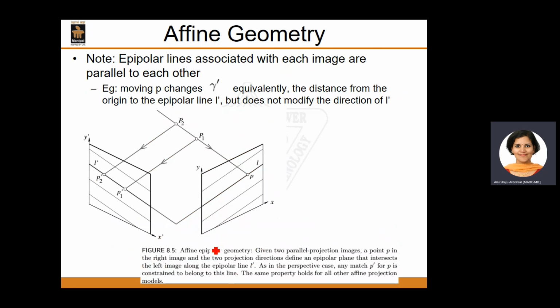Now, in the case of affine epipolar geometry, what we observe is that the epipolar lines L and L dash will be parallel. Okay, so if you see over here in this particular image, all epipolar lines will be parallel to each other. Okay, so that is one property of the affine epipolar geometry.